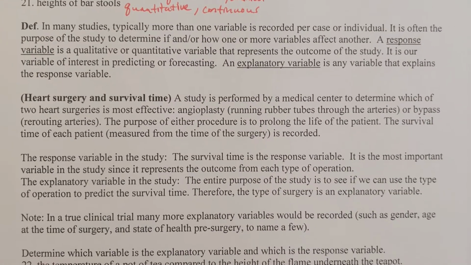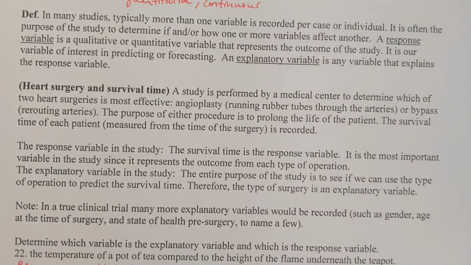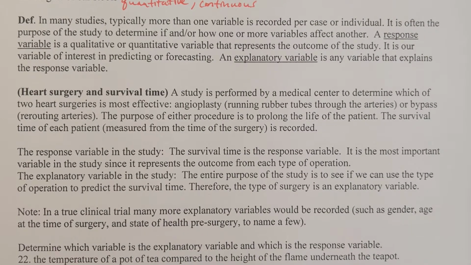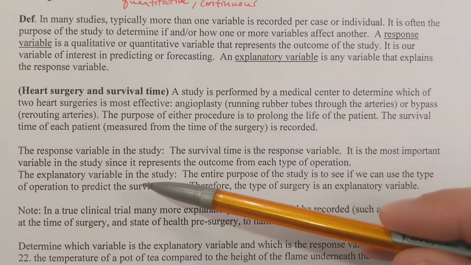Okay, so as an example, suppose that we look at this one here, heart surgery and survival time. It says that a study is performed by a medical center to determine which of two heart surgeries is most effective: angioplasty, which is running rubber tubes through the arteries, or bypass, which is rerouting the arteries. The purpose of either procedure is to prolong the life of the patient. Okay, and the survival time of each patient, measured from the time of the surgery, is recorded. Okay, so suppose that we want to identify the response variable and the explanatory variable.